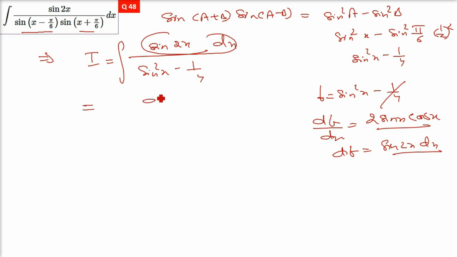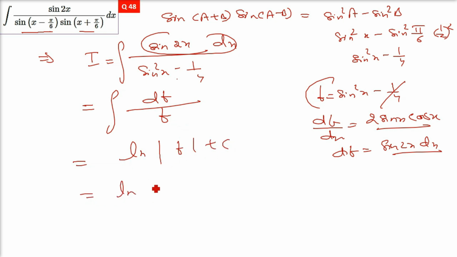This integration will be dt divided by t, because sin square x minus 1 by 4 totally we have taken as t. So integration of this, you can just directly write: ln modulus of t plus constant of integration. In place of t, just replace it by sin square x minus 1 by 4. So it will be ln modulus of sin square x minus 1 by 4 plus constant of integration. This is your final result.